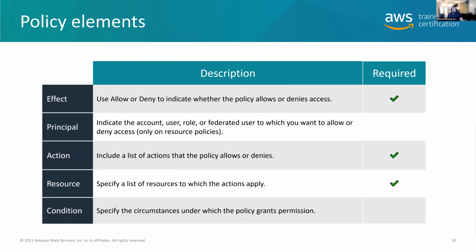Now, every policy has three common elements and two optional ones. One, the policy must always have an effect. There's only two options. Are you going to allow something to happen, or are you going to deny something? Remember, if you deny someone access, no amount of allows will ever override that deny. You have to basically remove the deny before they can be allowed to do anything.